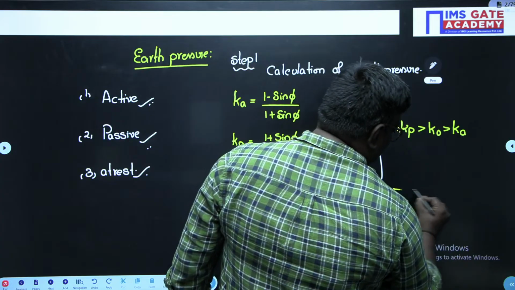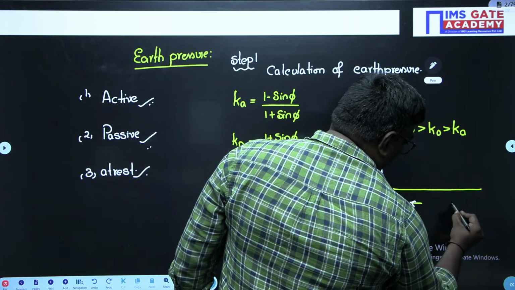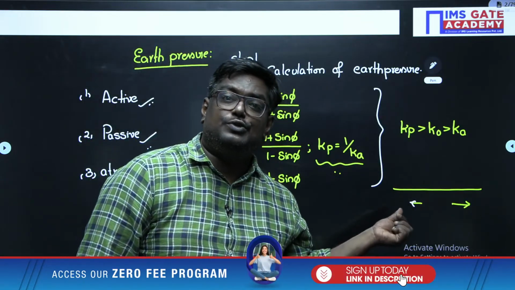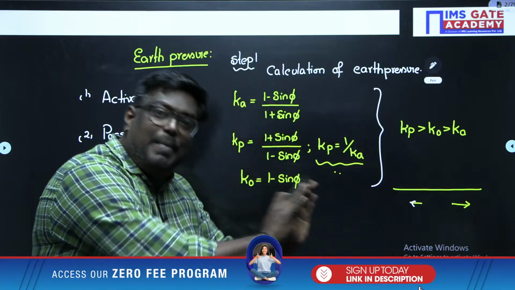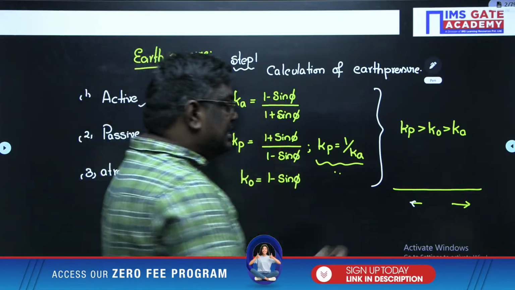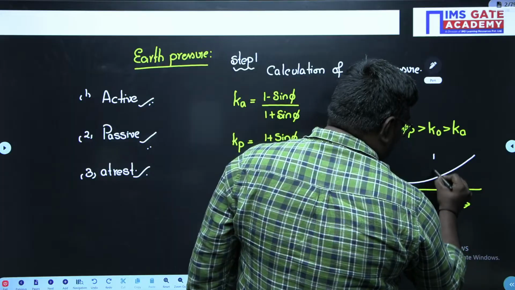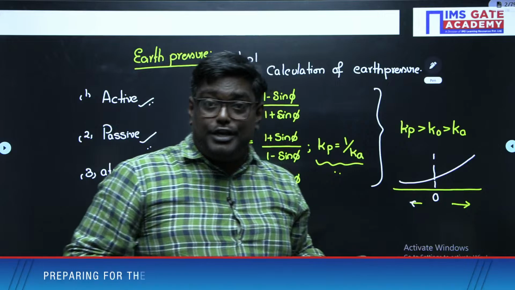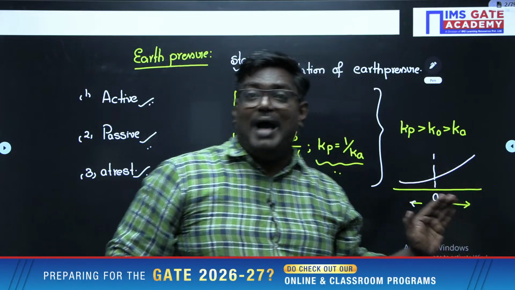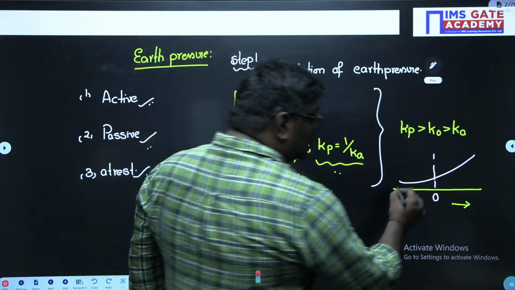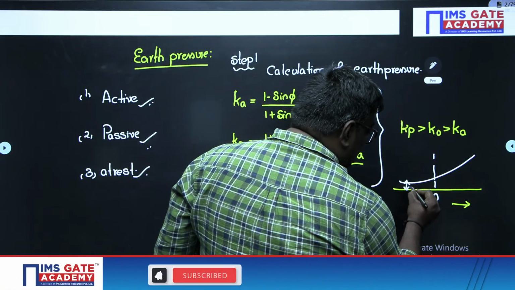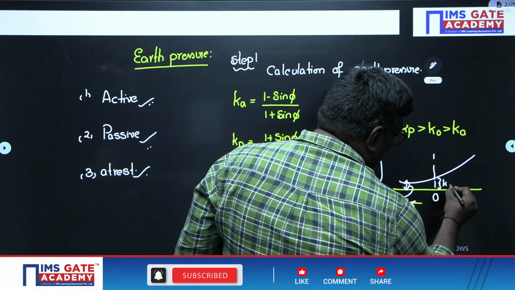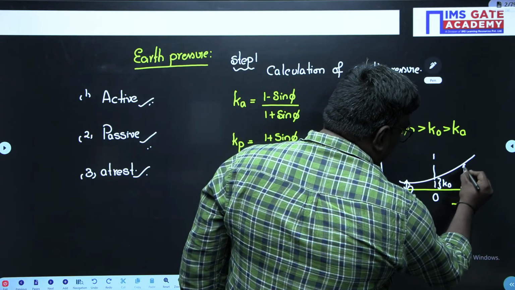Or my dear students, if the wall is moving away, the earth pressure tends to reduce. If the wall is moving towards the backfill, the earth pressure coefficient increases. So the graph suggests it this way. When the wall movement is away from the backfill, the earth pressure reduces. When the wall movement is towards the backfill, the earth pressure increases. Here we can write this value as Ka, here as K naught, and here as Kp.